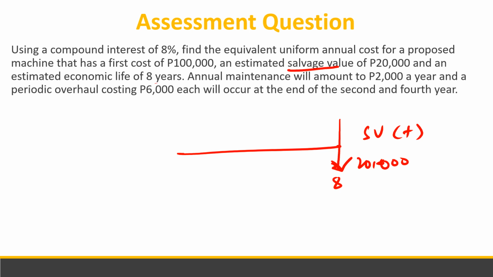and an estimated economic life of 8 years. So annual maintenance will amount to 2,000 a year, and a periodic overhaul costing 6,000 each will occur at the end of the second and fourth year. So with all these payments, what is the equivalent annual payments? Yeah, so that is for the assessment question.